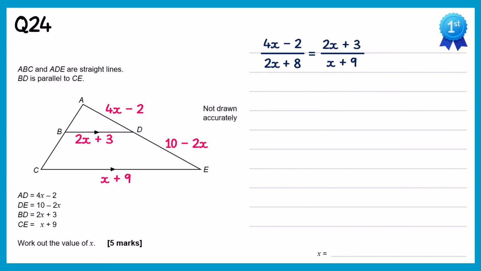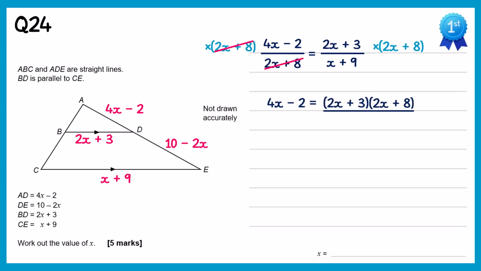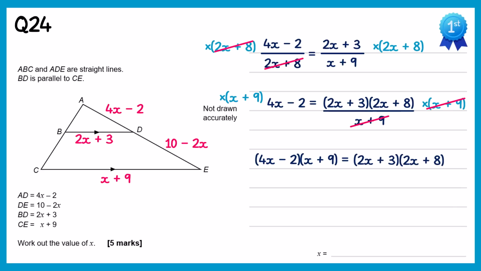To do this, we're first of all going to multiply both sides by 2x plus 8. On the left-hand side, this will cancel the 2x plus 8 on the denominator, so we'll just be left with 4x minus 2. On the right-hand side though, we'll have 2x plus 3, multiplied by this 2x plus 8, still divided by x plus 9. Now we can do the same thing with x plus 9, so we multiply both sides by x plus 9. On the left, we'll now have our 4x minus 2 multiplied by this new bracket, x plus 9, and on the right, the x plus 9s will cancel, so we just have 2x plus 3, 2x plus 8.